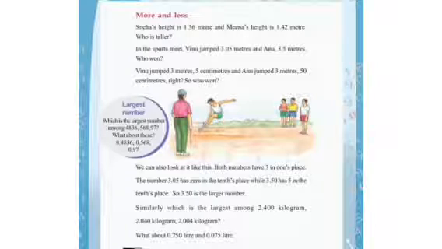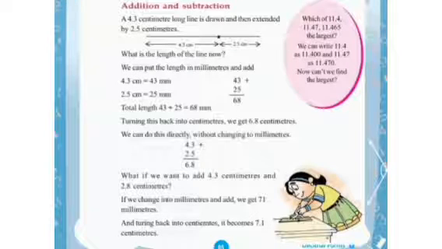Next, we are moving to our next section, how to add and subtract decimal numbers. A 4.3 centimeter long line is drawn here and then extended by 2.5 centimeters. You can see the figure there. What is the length of the line now? Here we need to find the total length.